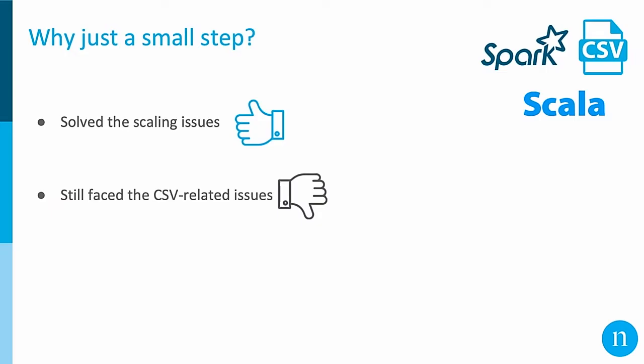So why is this just a small step? The good thing is it solved the scaling issues, right? Because Spark is very scalable, so we no longer had to manually scale our processes. The downside was it still didn't manage the CSV-related issues, namely enforcing the schema on the producer.